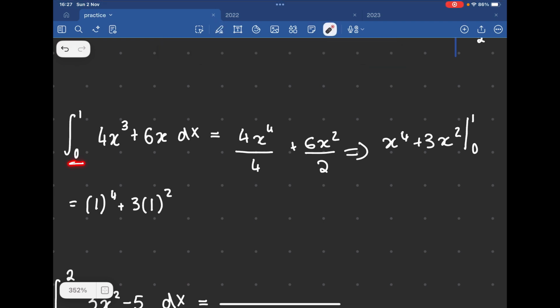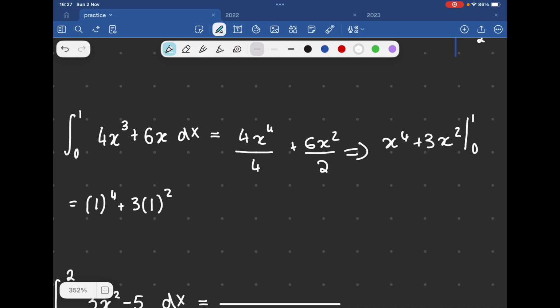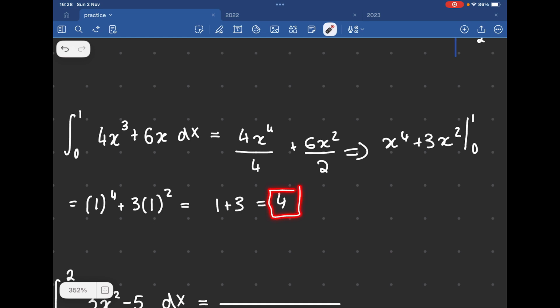Because our lower limit here is 0, we actually don't have to add it on because it's just going to equal 0 anyways. So this is all we really care about. So it's going to be 1 plus 3 and it's equal to 4. That means the area underneath the graph is 4 units.